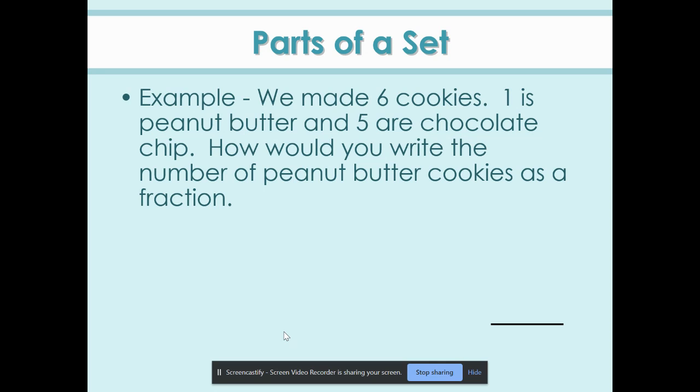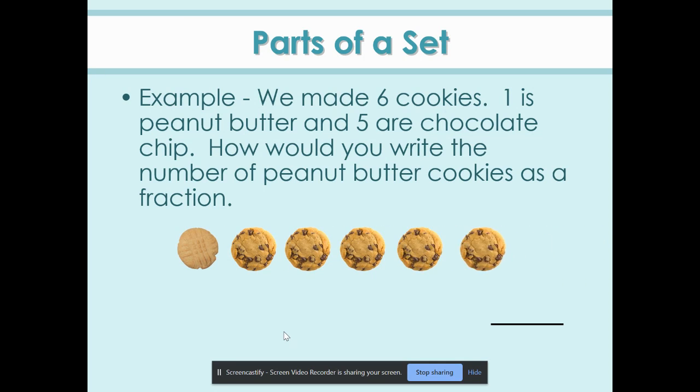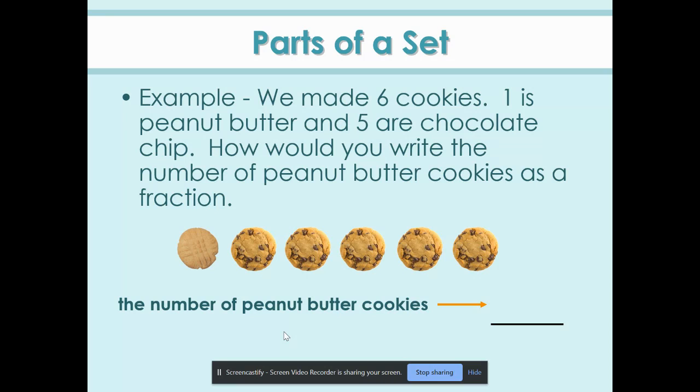So we have a problem here that says we made 6 cookies. 1 is peanut butter and 5 are chocolate chip. How would you write the number of peanut butter cookies as a fraction? So remember, we start with our numerator, which is the number of peanut butter cookies. And we know from our picture and from our problem that there's 1. Then we have the total number of cookies, all of the cookies, including the peanut butter, which is 6. So our fraction is 1/6.